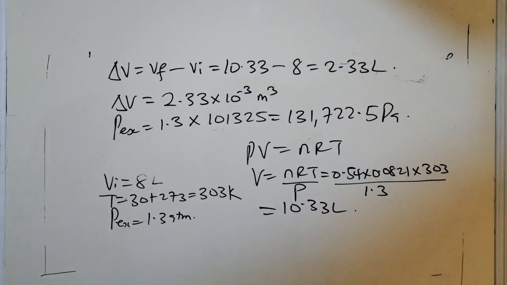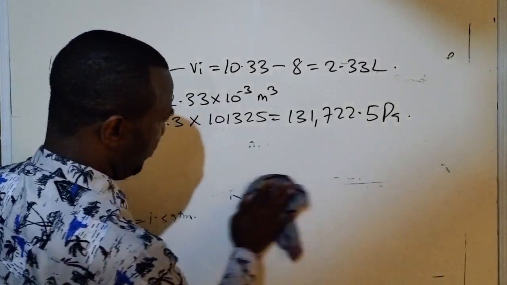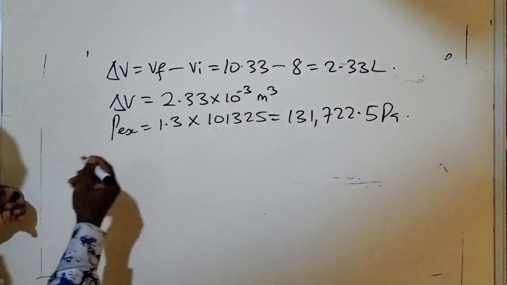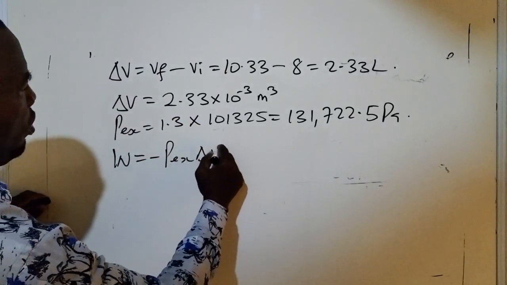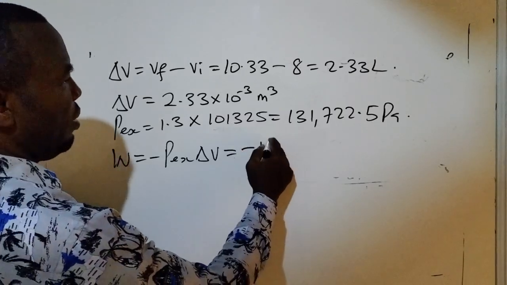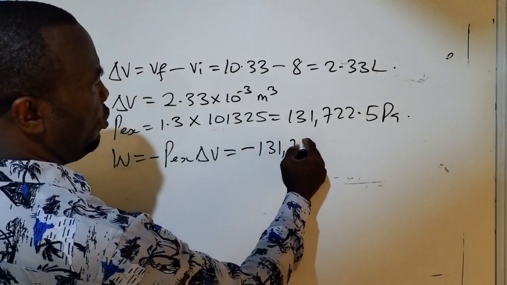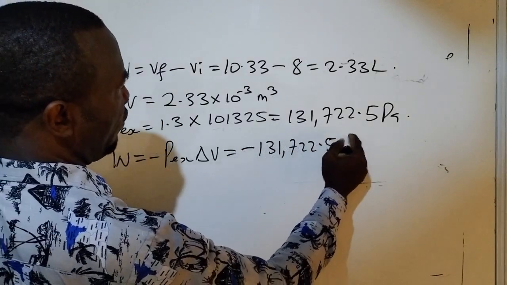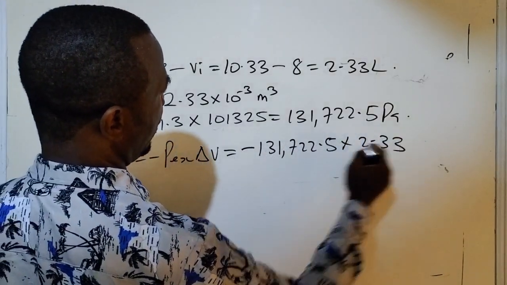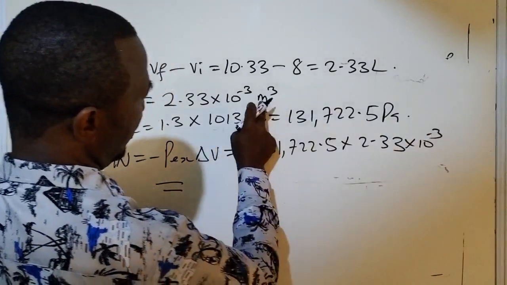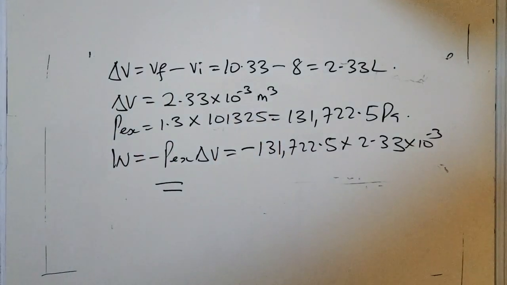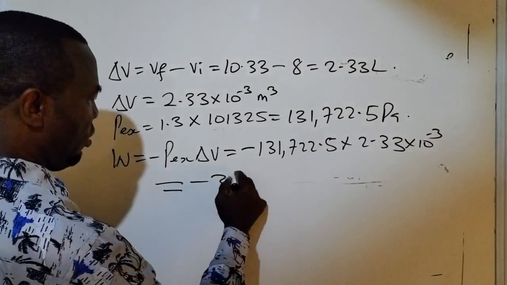So, having done that, we'll now look for work. The work done on this system will become W equal to negative external pressure times change in volume, which is negative 131,722.5 times 2.33 times 10 to the power minus 3, because it must be in the standard unit. So when we multiply that out, we have approximately negative 303 joules.